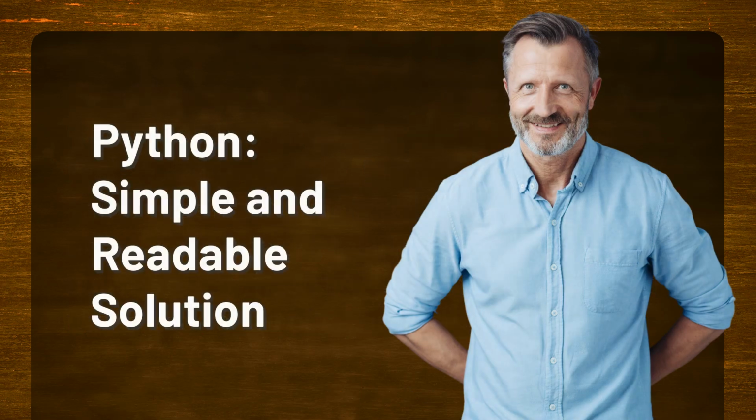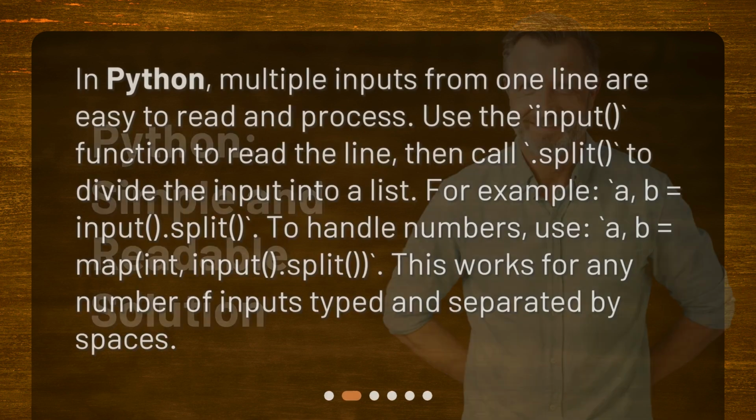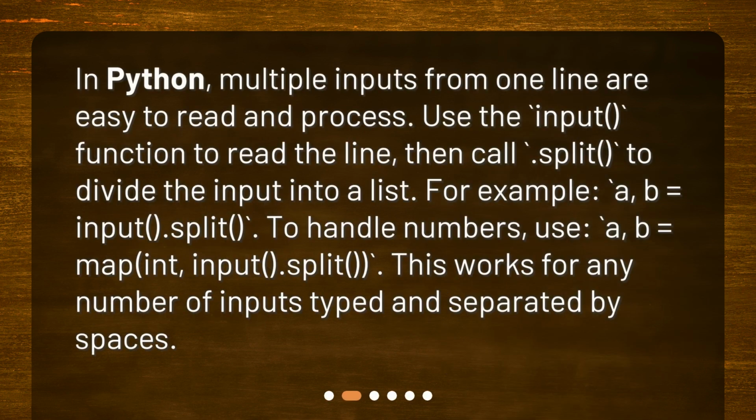Python, simple and readable solution. In Python, multiple inputs from one line are easy to read and process. Use the input function to read the line, then call .split to divide the input into a list. For example, a, b = input().split(). To handle numbers, use a, b = map(int, input().split()). This works for any number of inputs typed and separated by spaces.